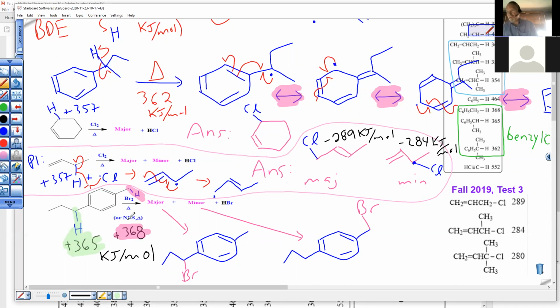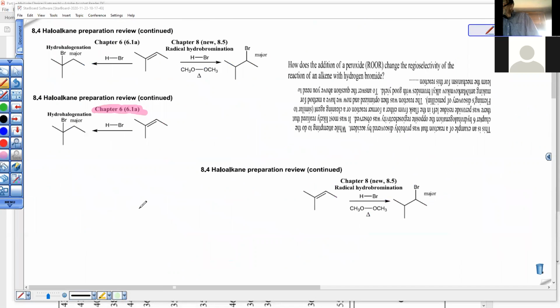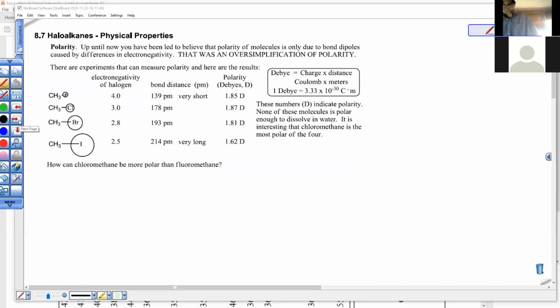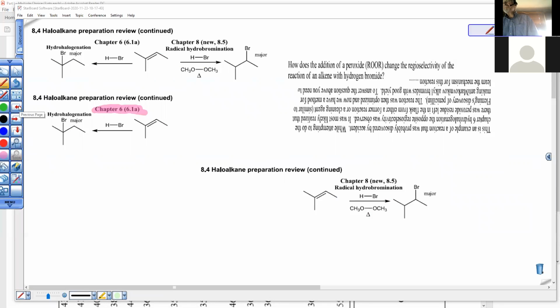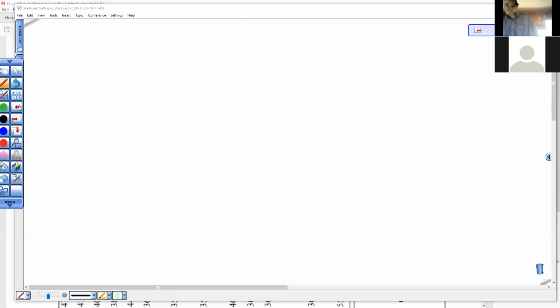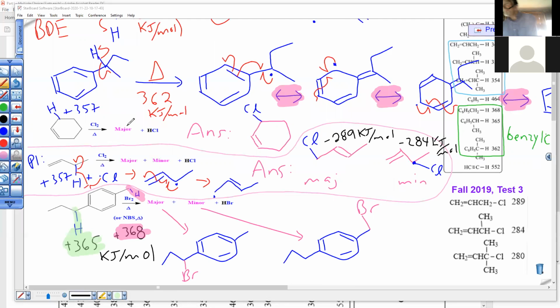NBS showed up at the bottom of this page. And what do we got going on with NBS? Nothing on the next page. Skipped it. How about the next page? I don't think it's there either. No. Was this an accident? Maybe. What am I going to say about NBS?